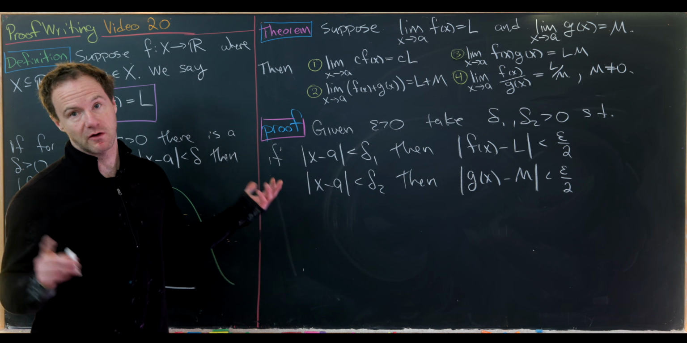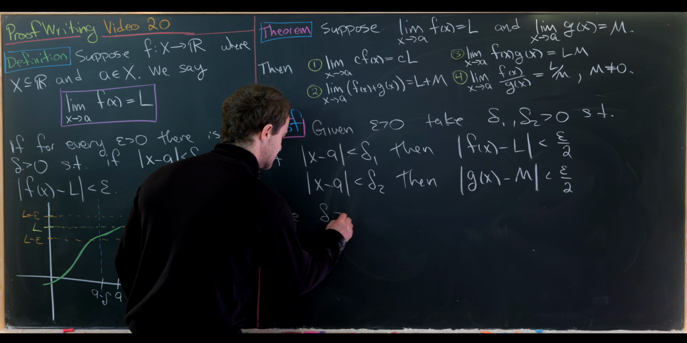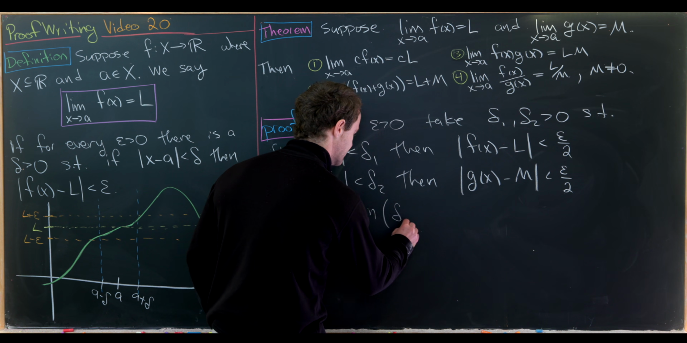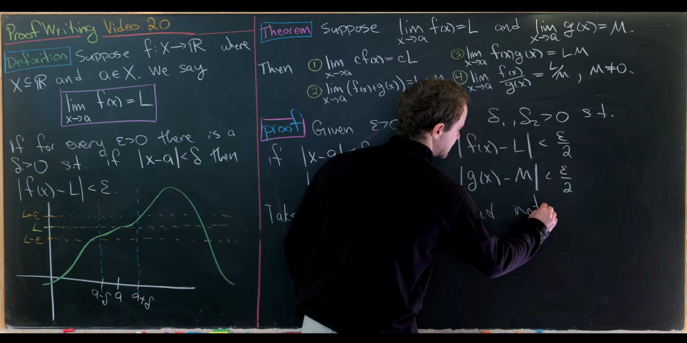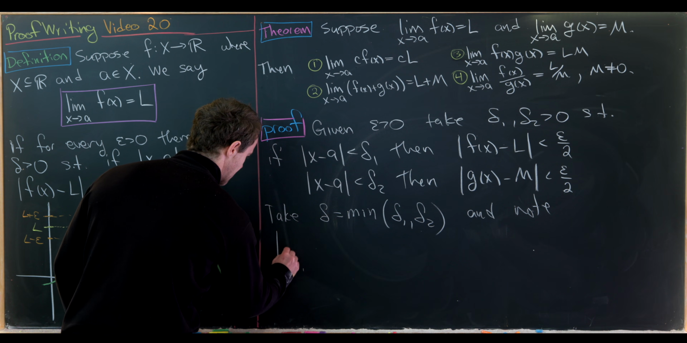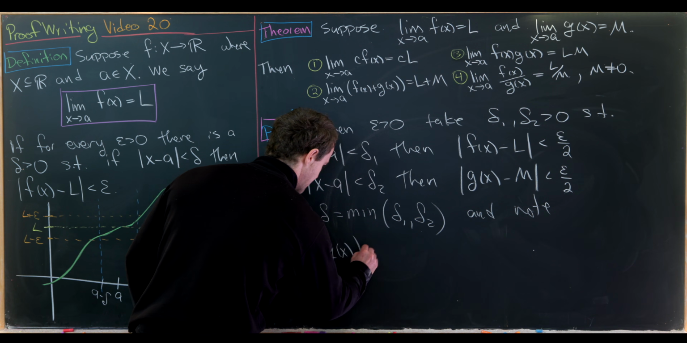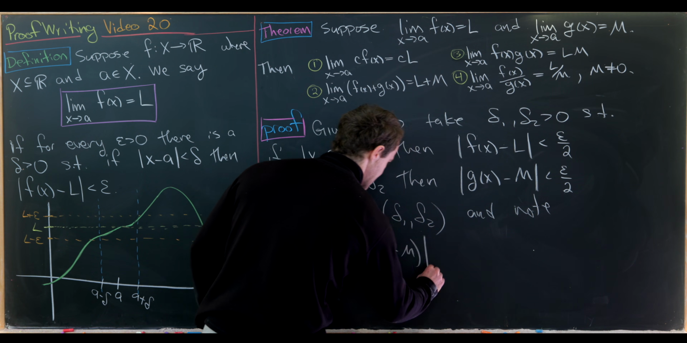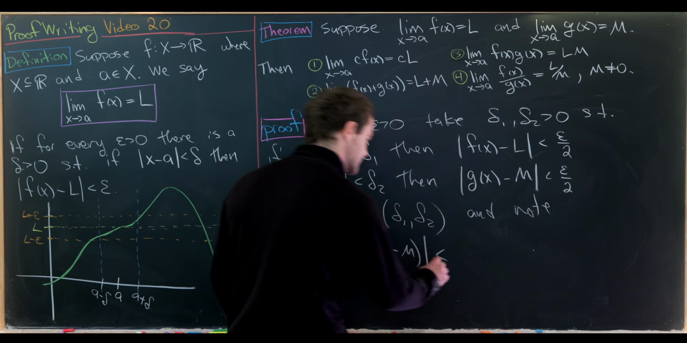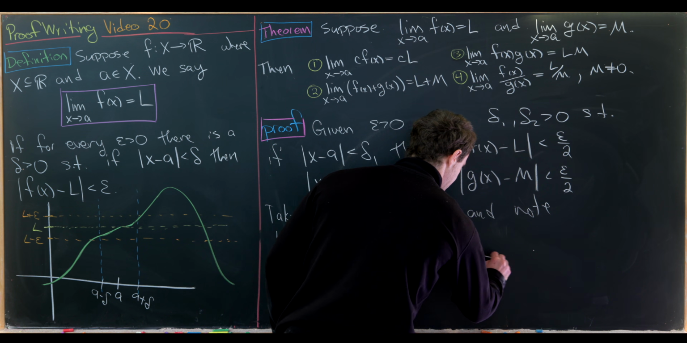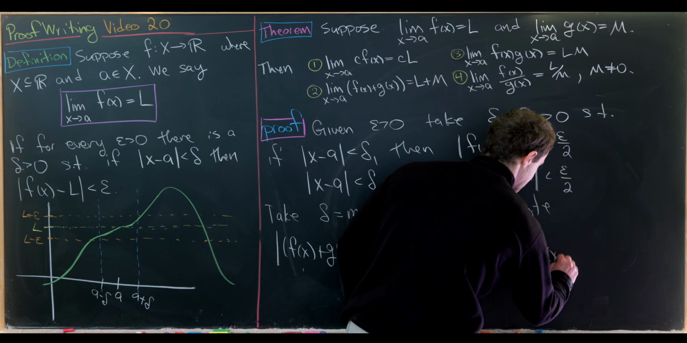Well, we have to find our final delta. So let's take delta to be equal to the minimum of delta 1 and delta 2, and note the following calculation finishes it off. So the absolute value of f of x plus g of x minus L plus M by the triangle inequality separates out into the absolute value of f of x minus L plus the absolute value of g of x minus M.